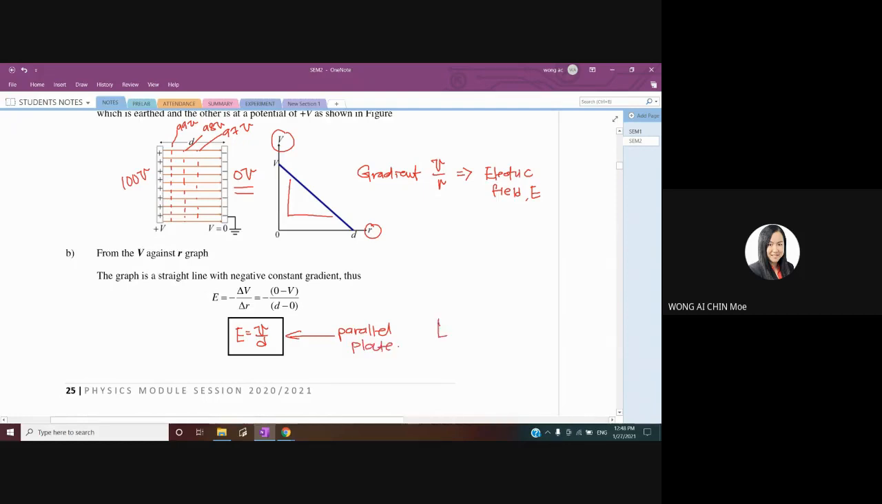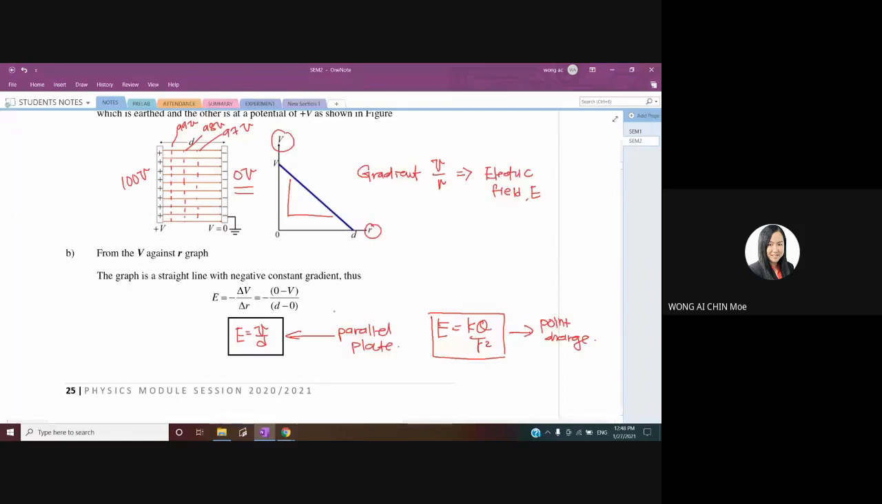This equation we can use only for parallel plate. E equals KQ over R squared, these equations are only for point charge. If parallel plate, we use E equals V over D. Okay, we go to the example.